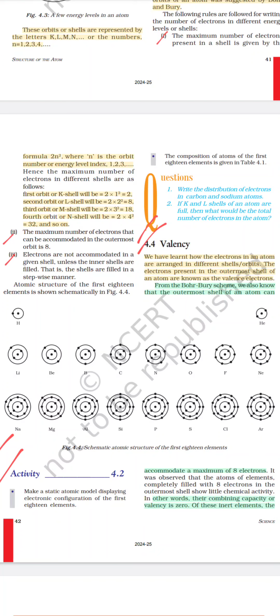Now we will discuss valency. We have learned how the electrons in an atom are arranged in different shells or orbits. The electrons present in the outermost shell of an atom are known as the valence electrons.